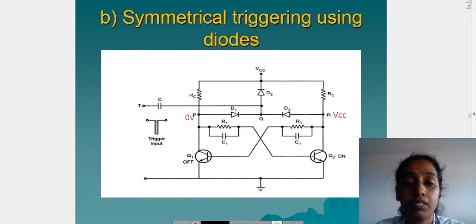Next one is symmetrical triggering. In symmetrical triggering, we give only one trigger. When we give a trigger pulse, the diode conducts. If diode D1 conducts, then it gives a supply voltage to Q2. Q2 is made on, then Q1 is off. If diode D2 conducts, then Q1 is made on and Q2 is off.